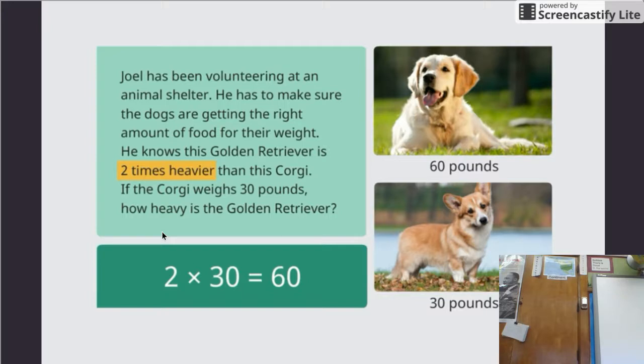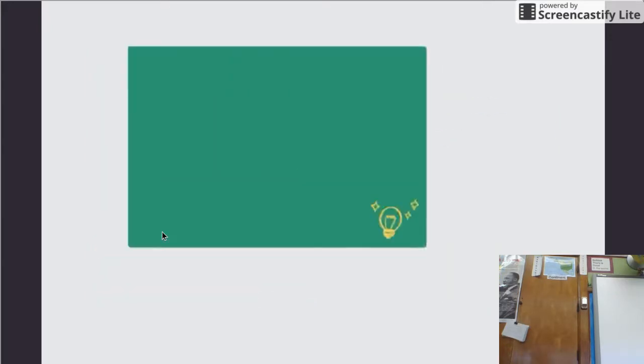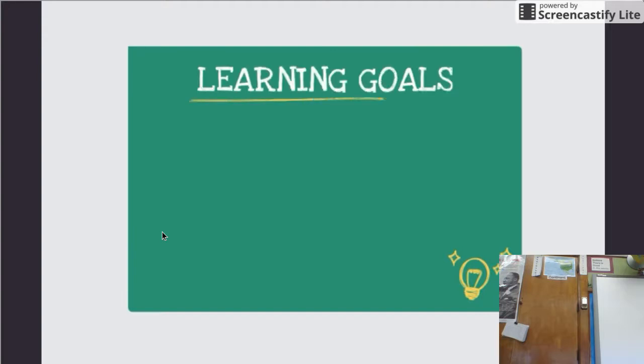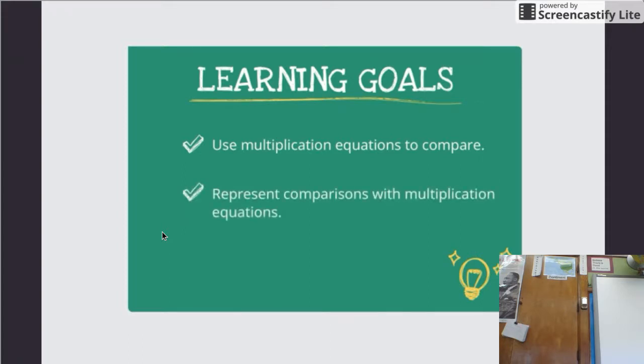We're going to take a closer look at some more problems like this, but first, let's go over today's learning goals. You will use multiplication equations to compare. You'll represent comparisons with multiplication equations. Ready for action? Let's get rolling.